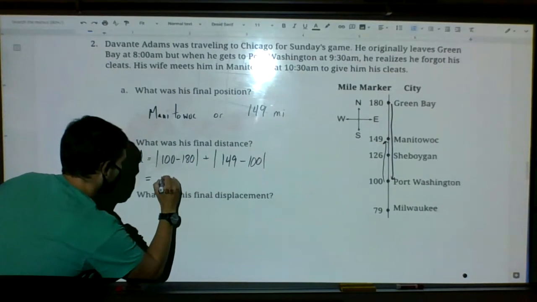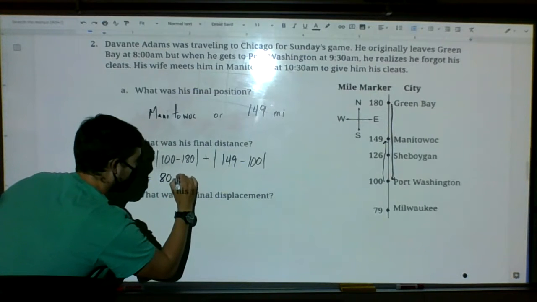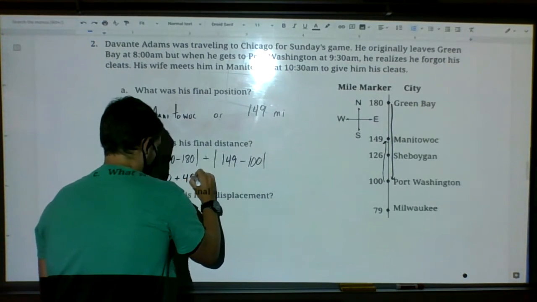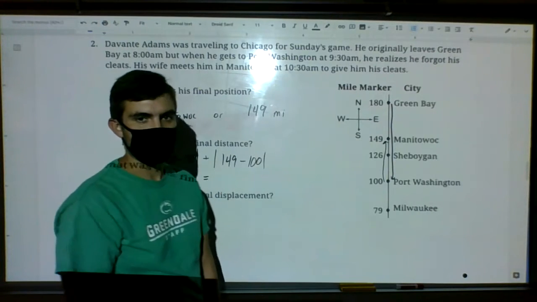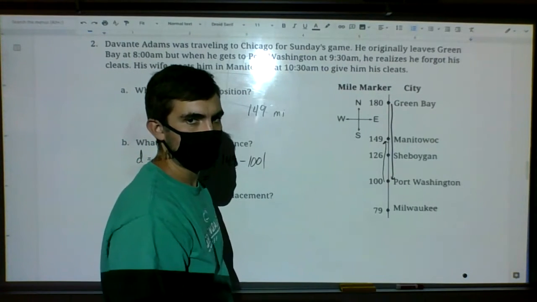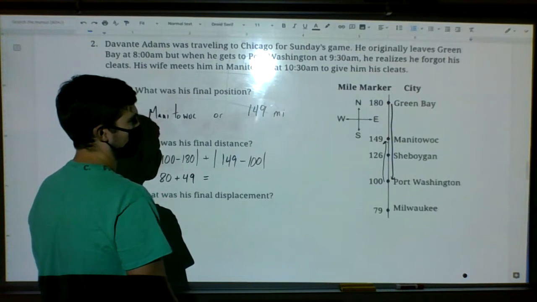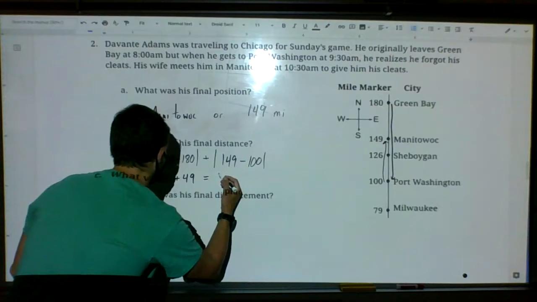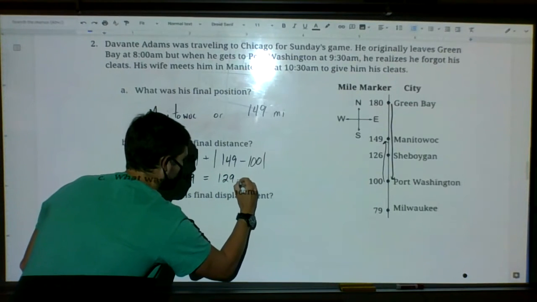So we've got positive 80 miles plus 49 miles to give us a total of 129 miles.